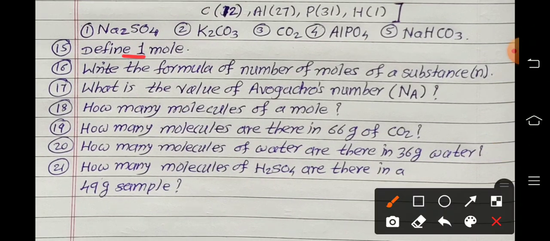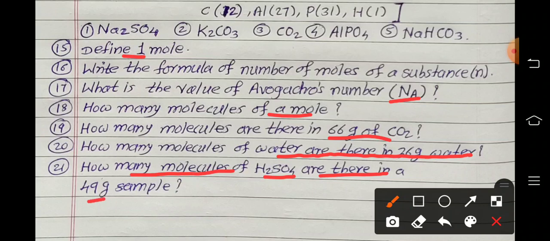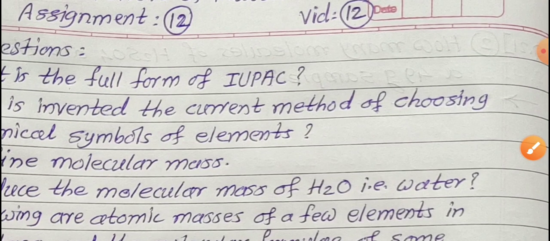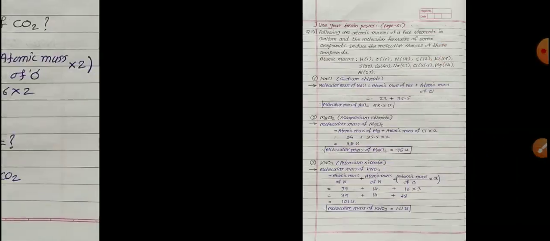Define 1 mole. Write the formula of number of moles of a substance, N. What is the value of Avogadro's number? Then how many molecules are in 1 mole? How many molecules are there in 66 gram of CO2? How many molecules of water are there in 36 gram of water? And how many molecules of H2SO4 are there in a 49 gram sample? H2SO4 means sulfuric acid. So in this way, this is your assignment number 12 related to today's topic.